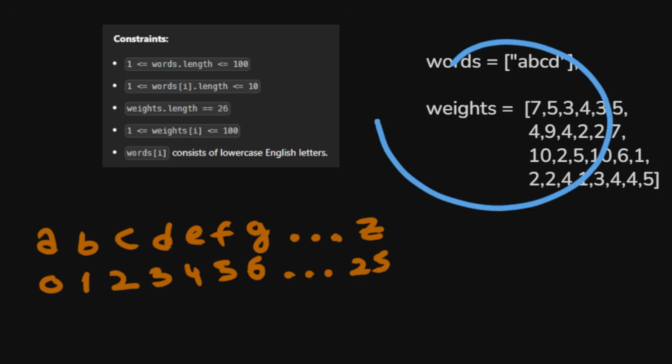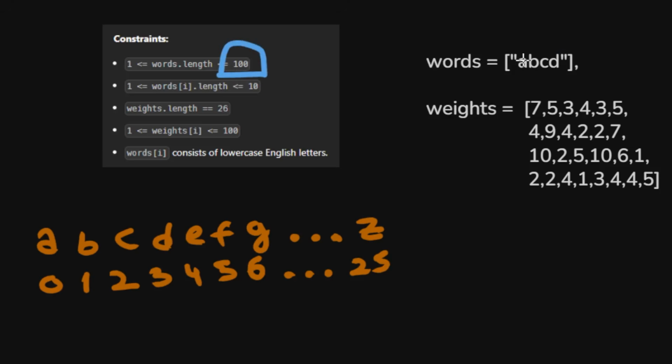My intuition here was quite straightforward. We can iterate all the words because we can have 100 as a maximum, and from each of these we are iterating all the characters. We can have 10 characters per word as a maximum. 100 times 10 is 1000, and this is a relatively small number, so we can do this.